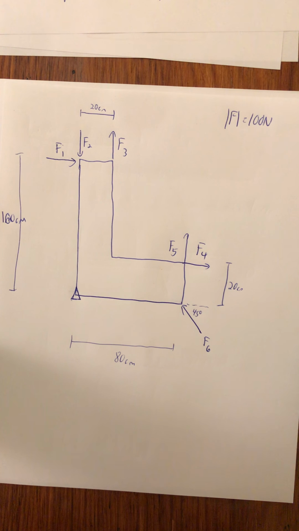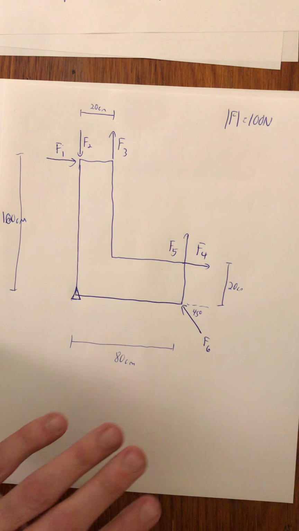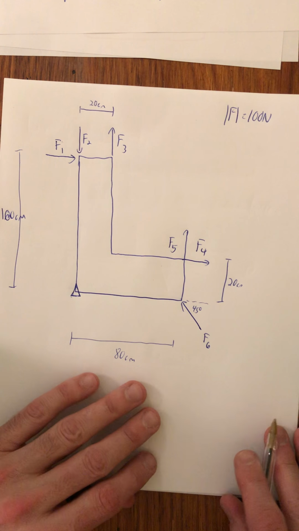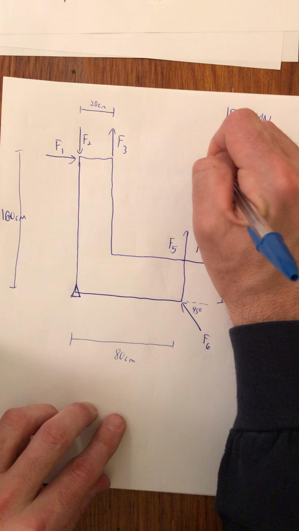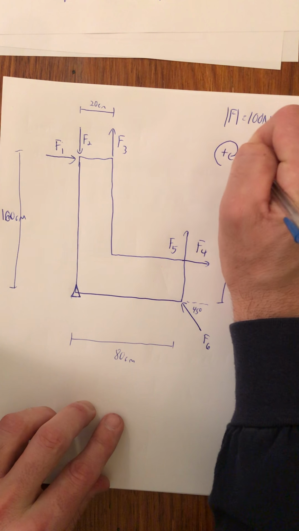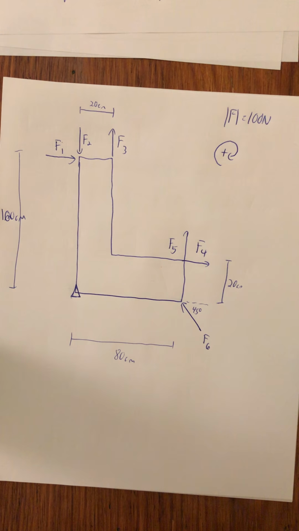Here, I'm not concerned about translation because that thing's constrained. We'll talk about that later. What I am concerned about is rotation. So let's just call clockwise positive for sake of argument. Now you could call clockwise positive, counterclockwise positive, it's your choice.